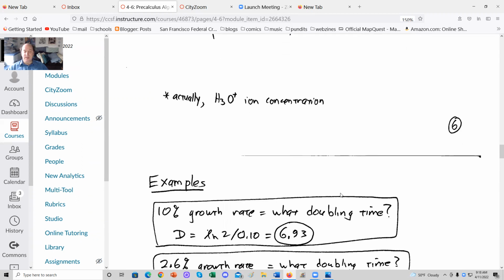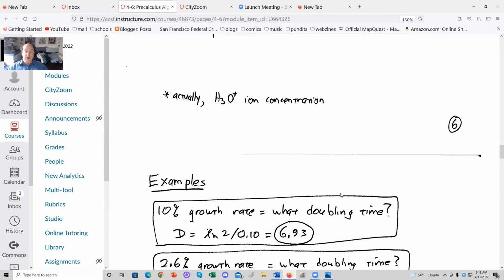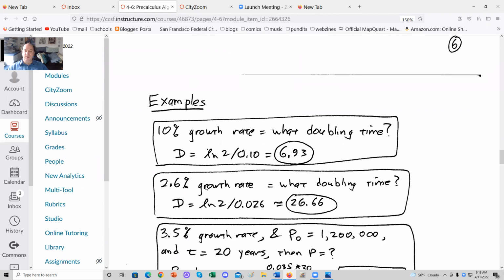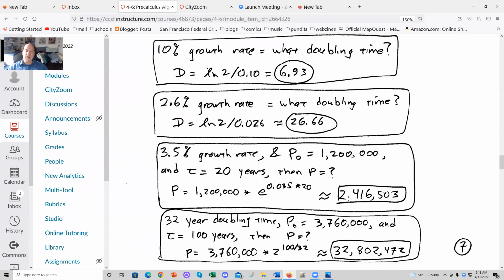Same difference. So, for example, a 10% growth rate makes what doubling time? Doubling time is natural log 2 over 0.10, which is 6.93 years. A 2.6% growth rate gives you what doubling time? Doubling time is natural log 2 over 0.026, 26.66 years. If you have a 3.5% growth rate and the initial population is 1.2 million, after 20 years, what's the population?